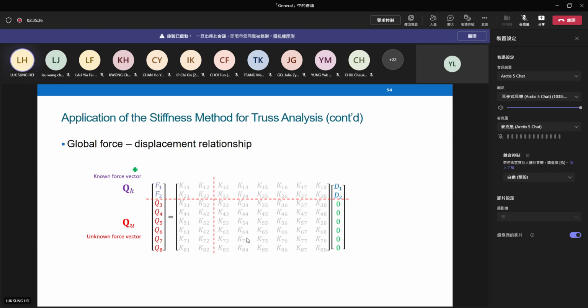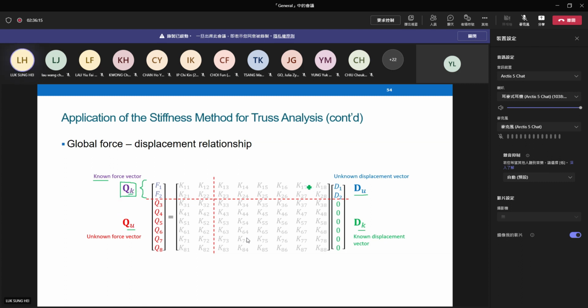The known force, we call that known force vector. We group the known force together, become QK. The subscript K stands for known force vector. The bottom part, unknown, we call that QU. U stands for unknown. DU is the unknown displacement vector. DK is the known displacement vector. Instead of putting down this whole big matrix equation, you can use this folded vector, express them symbolically using a simple symbol.